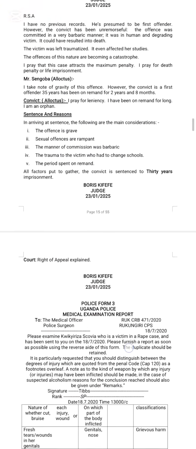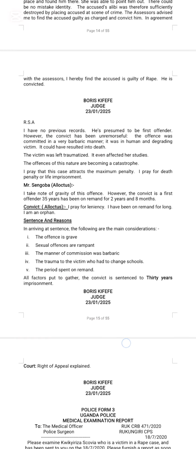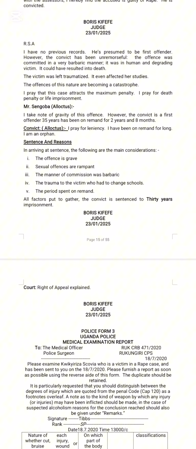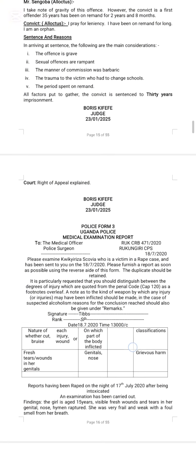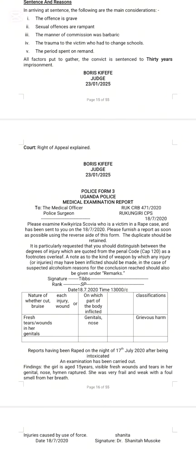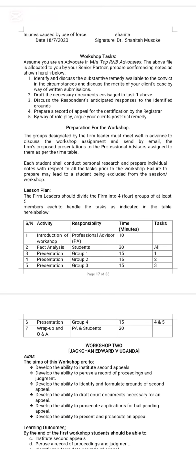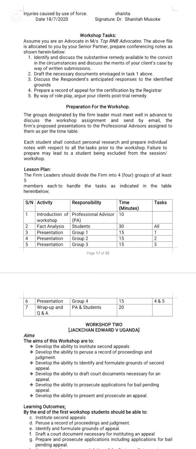So you don't need to read every word for you to understand that what you are looking for is the grounds. And you can always go to the judgment and peruse through the record of proceedings to see whether there are any procedural irregularities. So the task: identify and discuss the substantive remedy available to the convict. We shall look at appeal, merits or grounds.